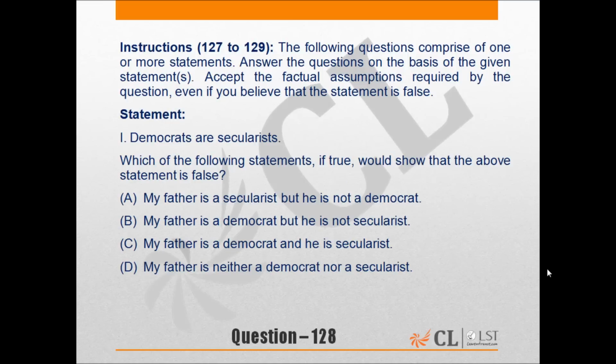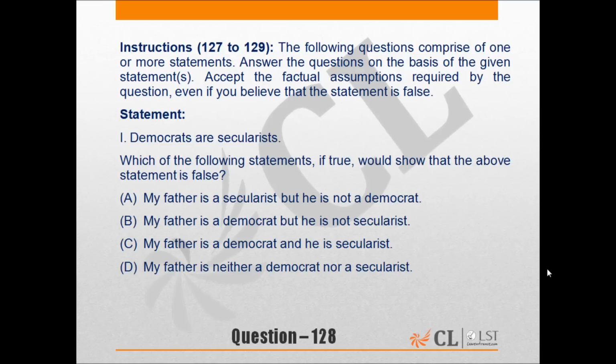Question 128. Democrats are secularists. Which of the following statements, if true, would show that the above statement is false? This is a very common question type that appears in such exams. For this type of question, the right approach is to read the statement, understand what it says, and in your mind, identify or frame that case which would negate this statement.